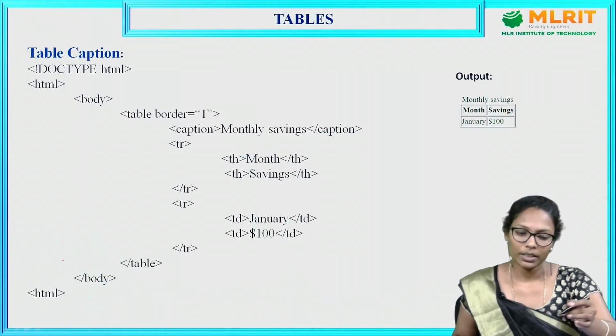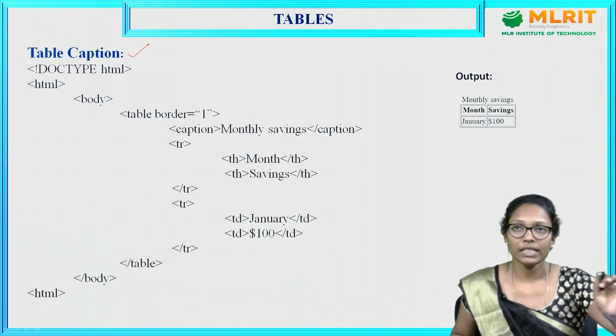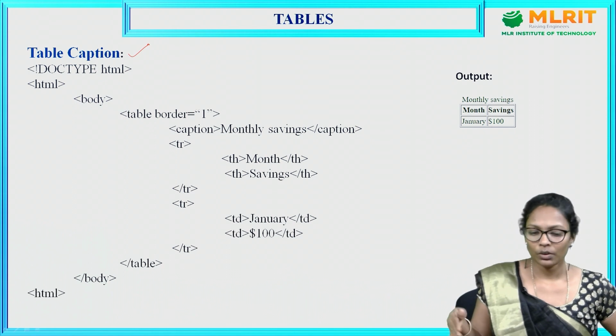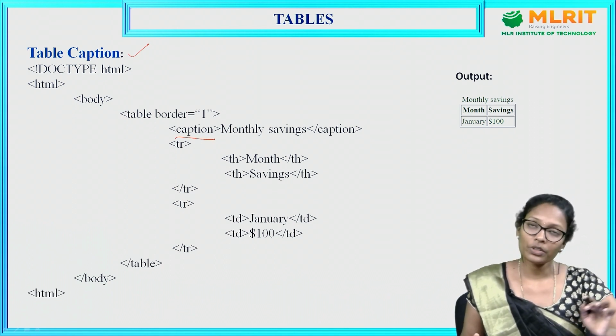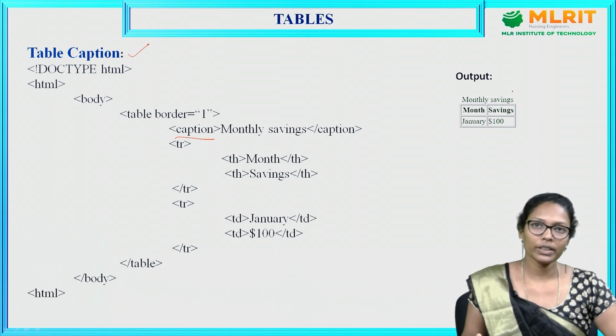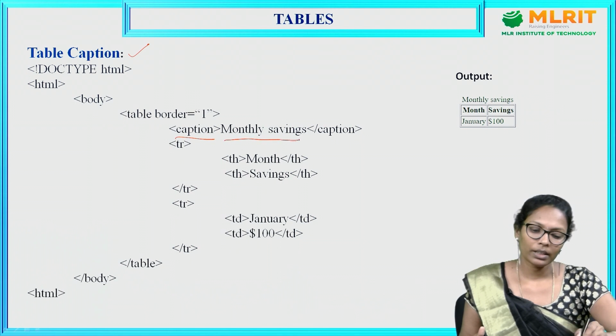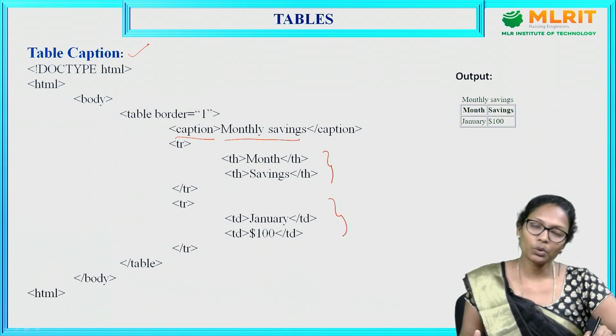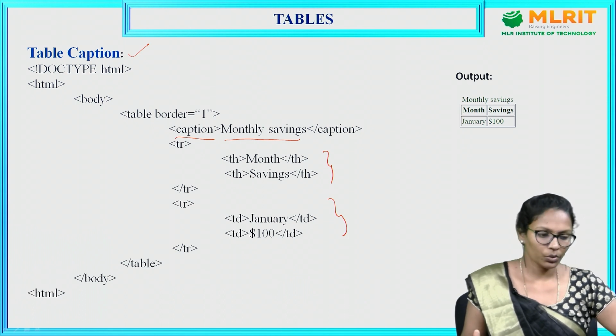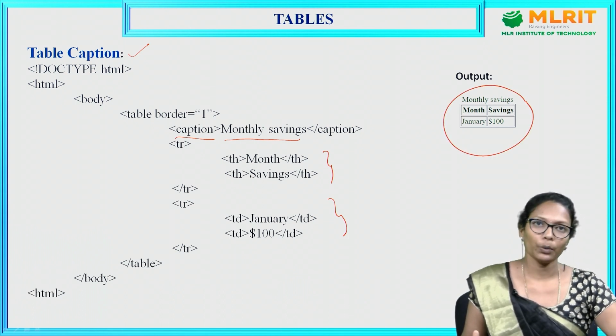So next attribute or next tag is table caption. Till now in every example we have seen that caption tag. If I give a caption tag for any table, on top of the table it will be displayed as the name of the table. So the table caption is monthly savings, in which you are adding 2 rows of text. This is the output for your program. Monthly savings is the caption for your table, and it will be displayed on the top of the table.